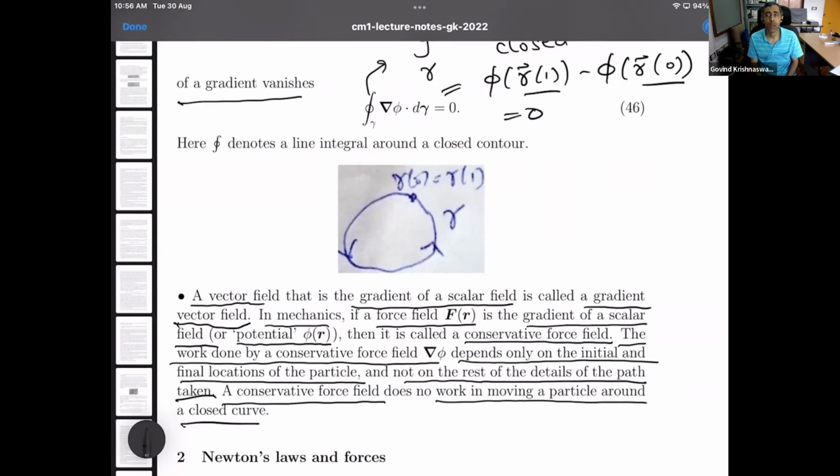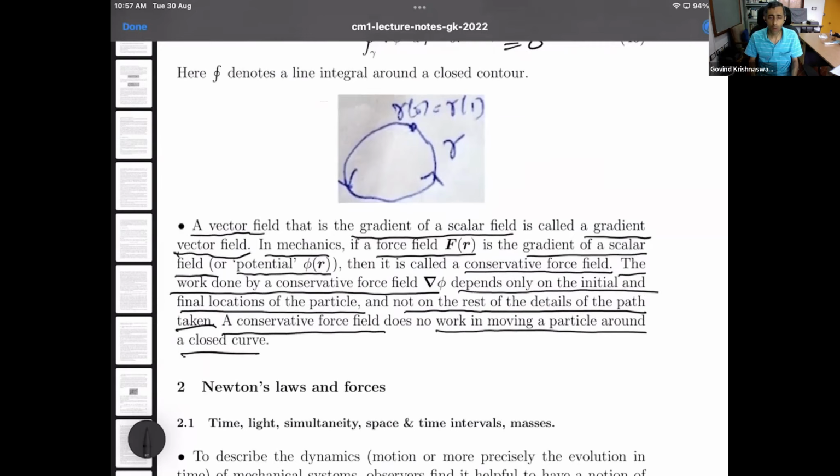So gravity is an example of a conservative force field. Gravitational force is the gradient of a scalar function. That function is basically mass times acceleration due to gravity times the height, for those who have seen this before, to some approximation that is decent. So gravity will not do any work in moving a particle through a closed curve.